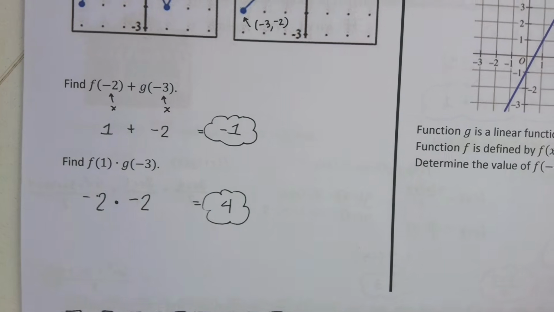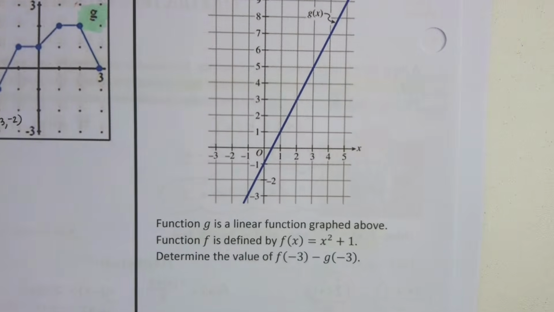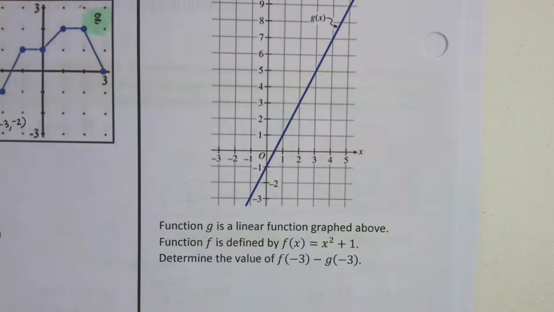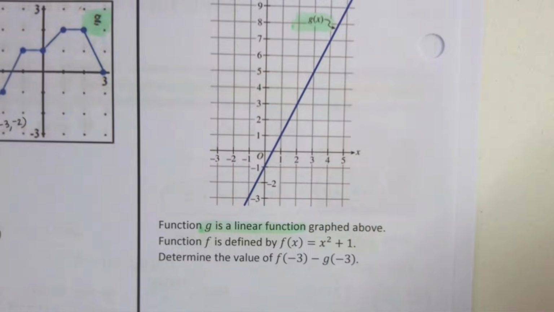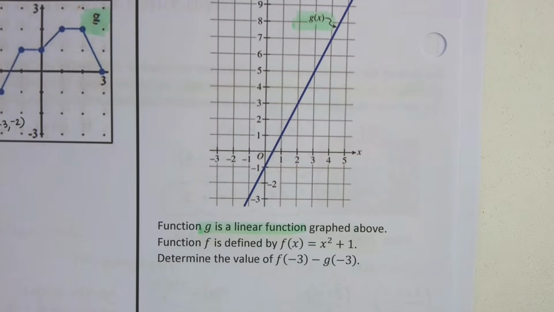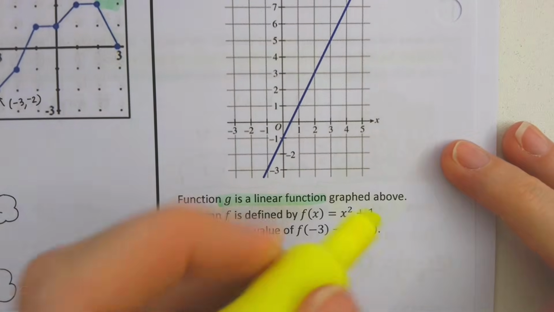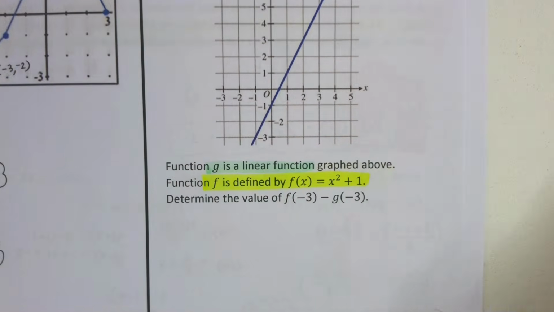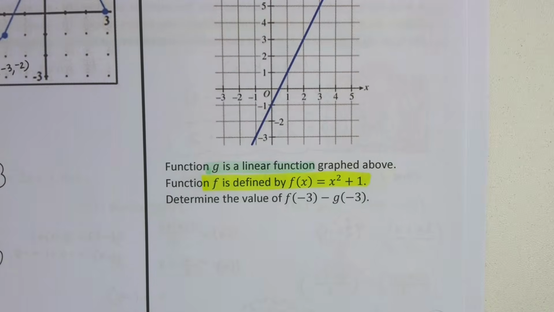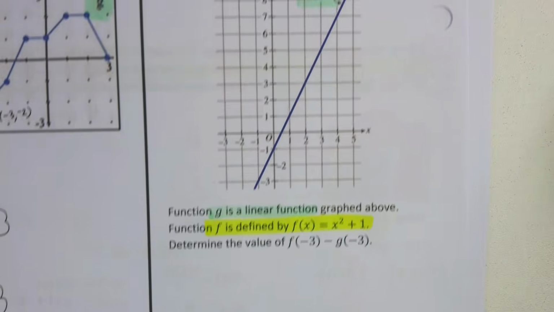Alright, scooting it over. Function G is a linear function, graphed above. It's this one on the graph here. We've graphed it right here. Y'all remember the old y equals mx plus b, little slope-intercept form? Yeah, okay. Function F is this guy. They give you function F. They didn't graph it. It is a quadratic, but it's not graphed. And we're asked to find the value of f of -3 minus g of -3.